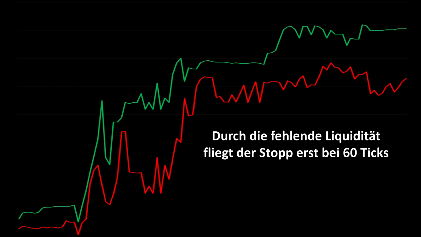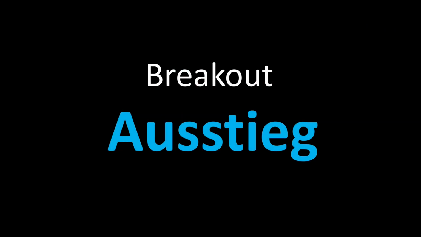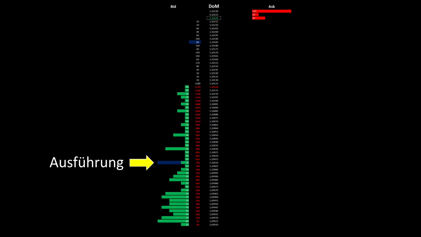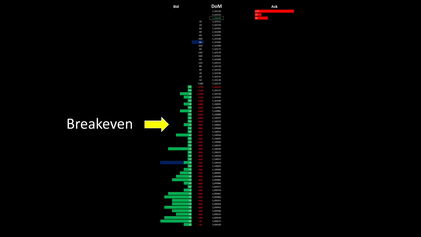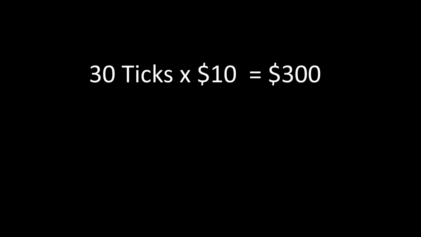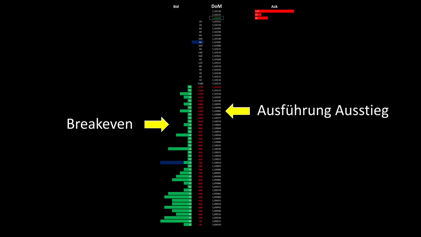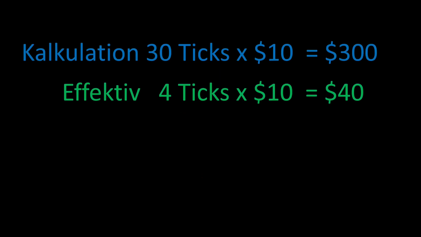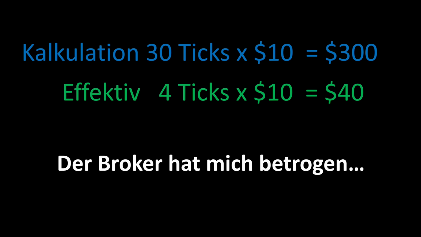Let's move on to the breakout exit. This is where you entered, and this is where the execution took place. Due to the spread, the break-even is here and then the price jumped up. This is exactly where you want to exit and place a market sell order. Due to the lack of liquidity, the best bid price is here. Since other participants have exited with you, you are now in a queue and only exit the market here. You quickly calculate your possible profit, but the profit does not seem to be that big. In effect, it is only $40 instead of the calculated $300. You think the broker has cheated you. But the fact is that the broker had nothing to do with it.